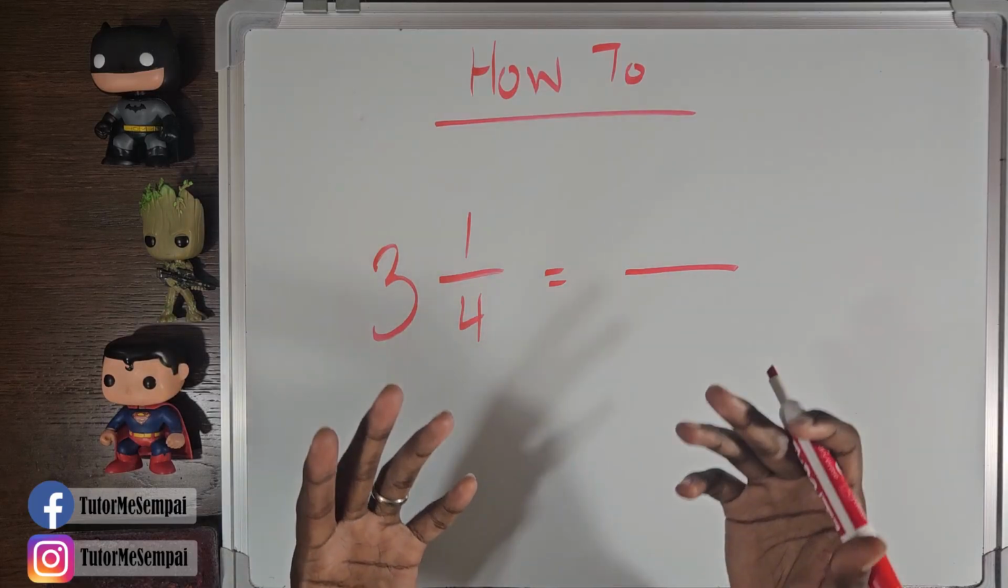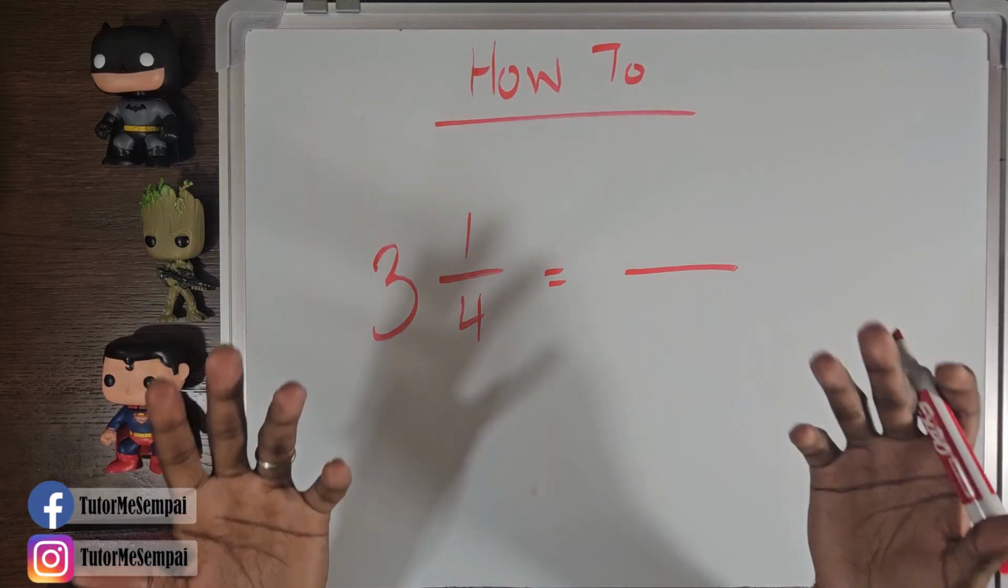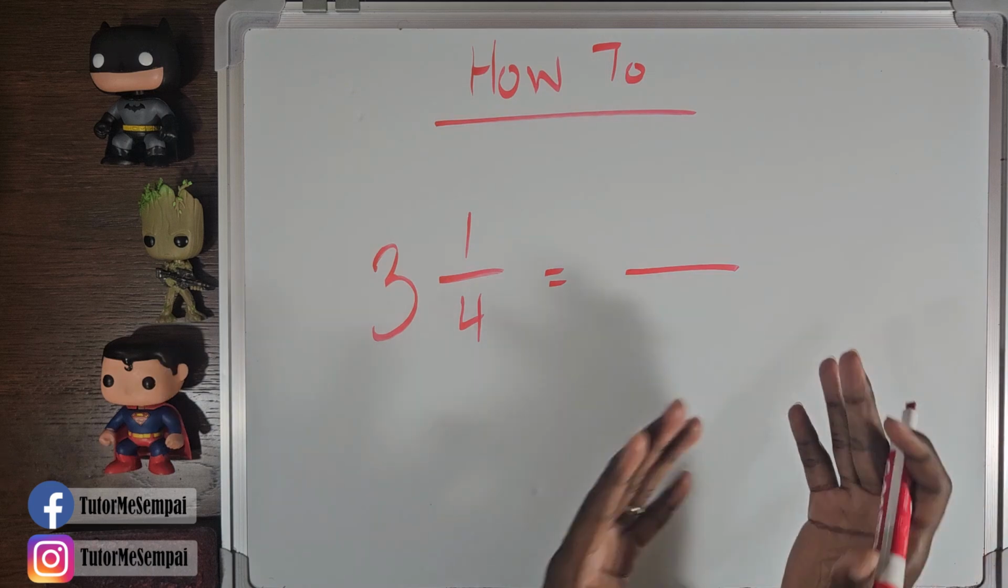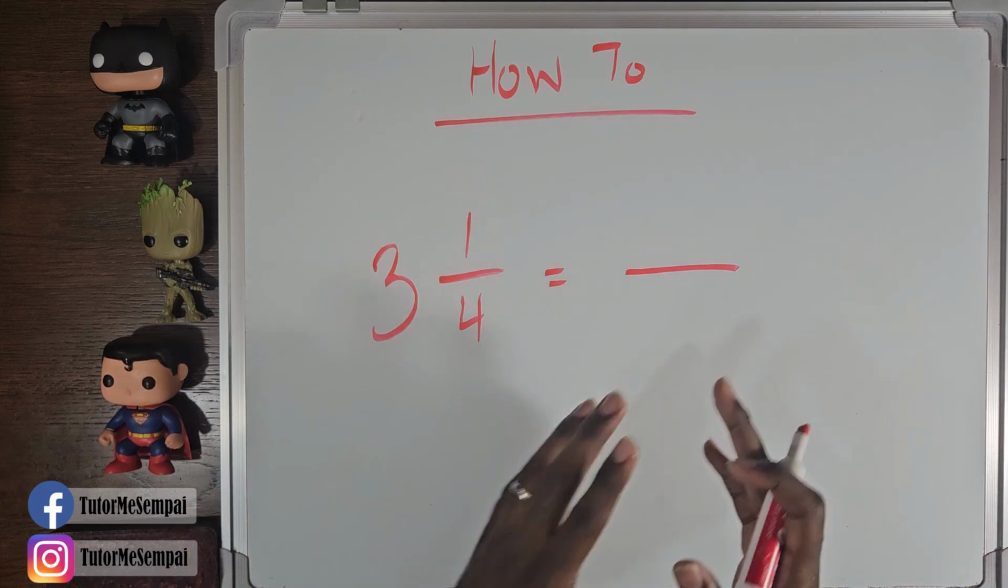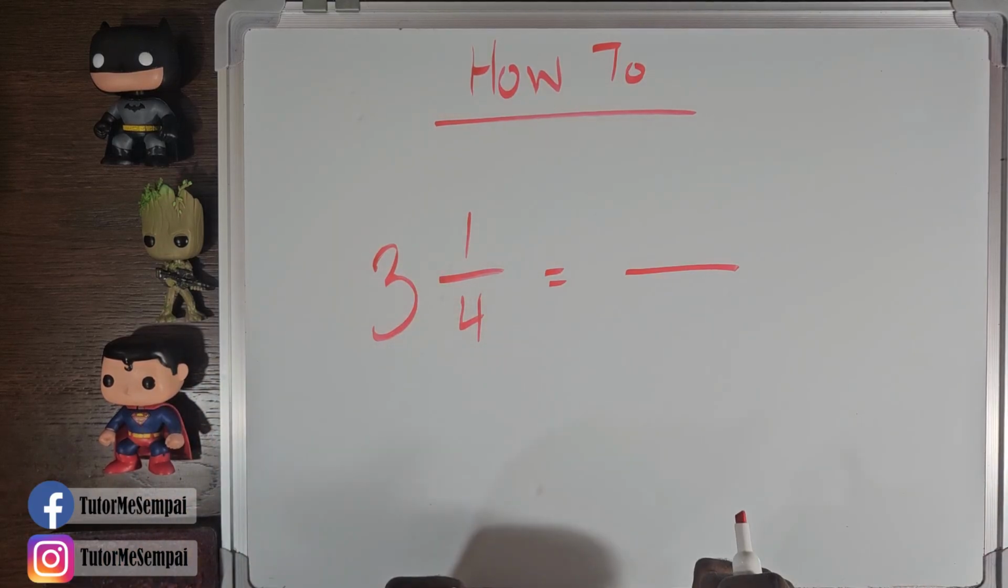It's roughly a 2 to 3 step process. The main things you're going to need to do is to multiply and add. If you can multiply and you can add, you can convert a mixed number into an improper fraction. So let's jump into what our steps are going to be in order to pull this off.